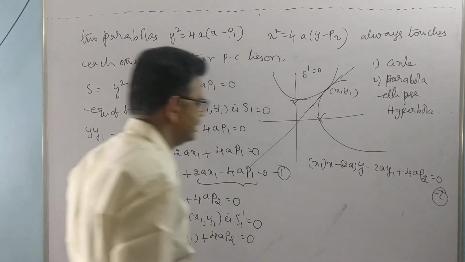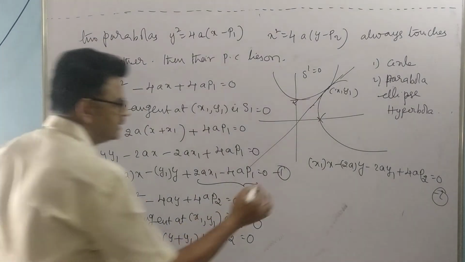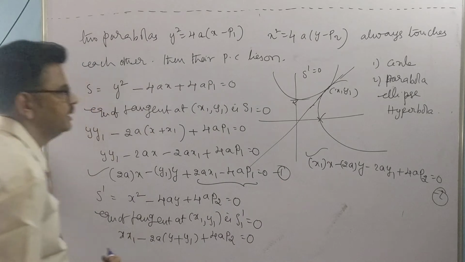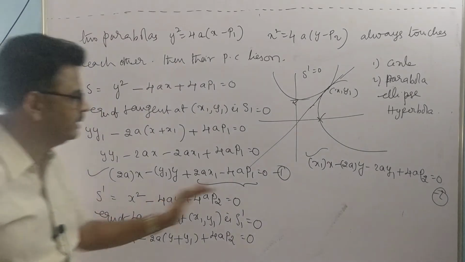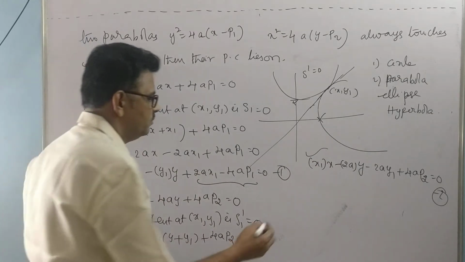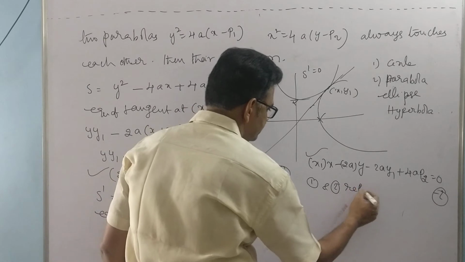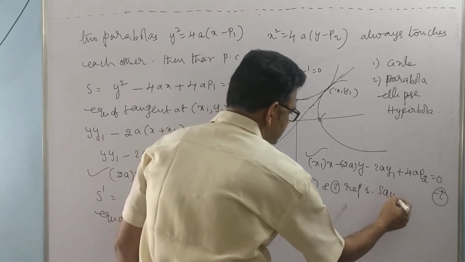So this is the second equation. Now the first one is a tangent, and the second one is also a tangent. So both 1 and 2 represent the same line.